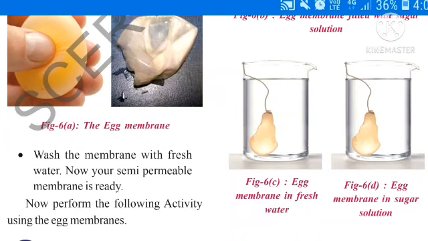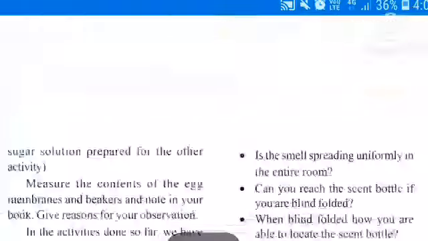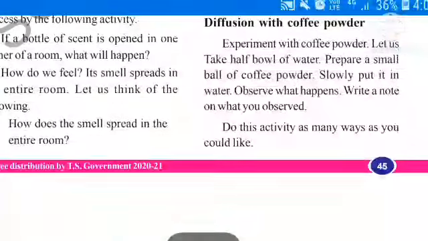Do you know, another activity is there which belongs to the diffusion process? Observe the diffusion process here. What is the experiment? How do you observe the diffusion of coffee powder in the water? Write your findings.